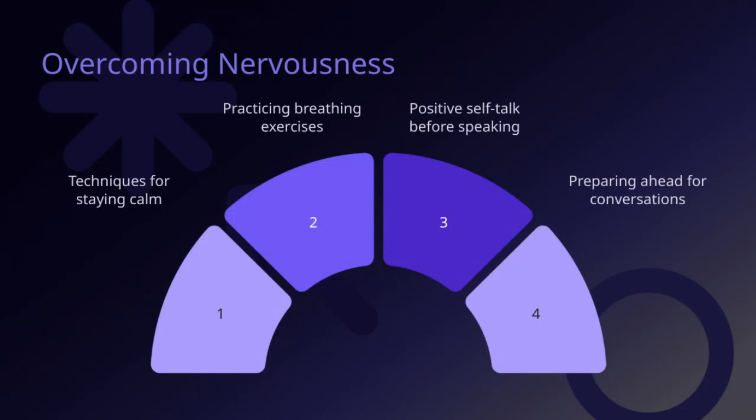Now, let's look at some practical techniques to help us stay calm and confident during conversations. First, preparing ahead of time is key. Think about what you want to say, anticipate questions, and plan your main points. This preparation reduces anxiety and helps you feel more in control. Next, practicing breathing exercises can make a big difference. Slow, deep breaths help calm your nervous system and keep your mind clear. Before speaking, take a few deep breaths to settle any nerves and focus on your message.